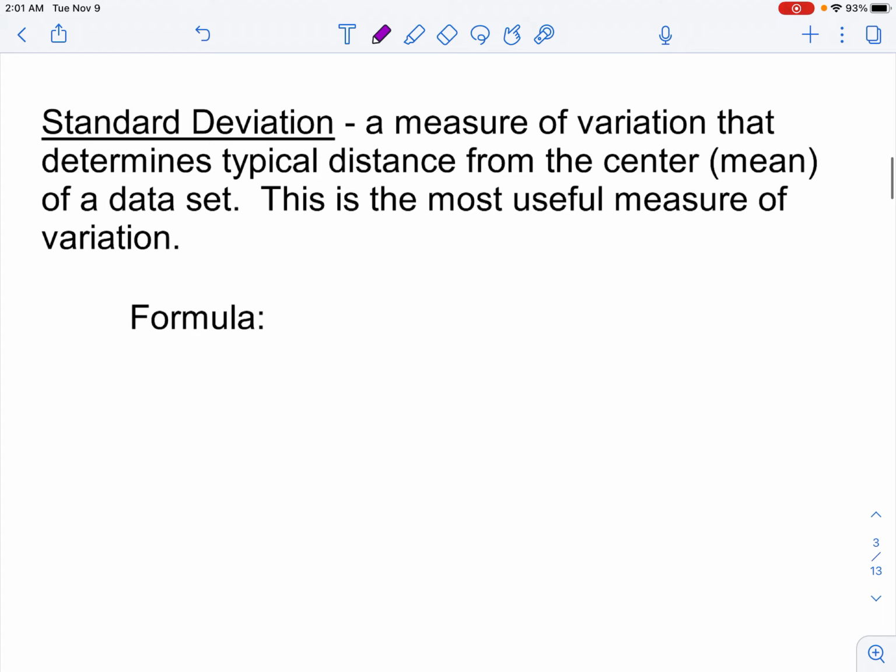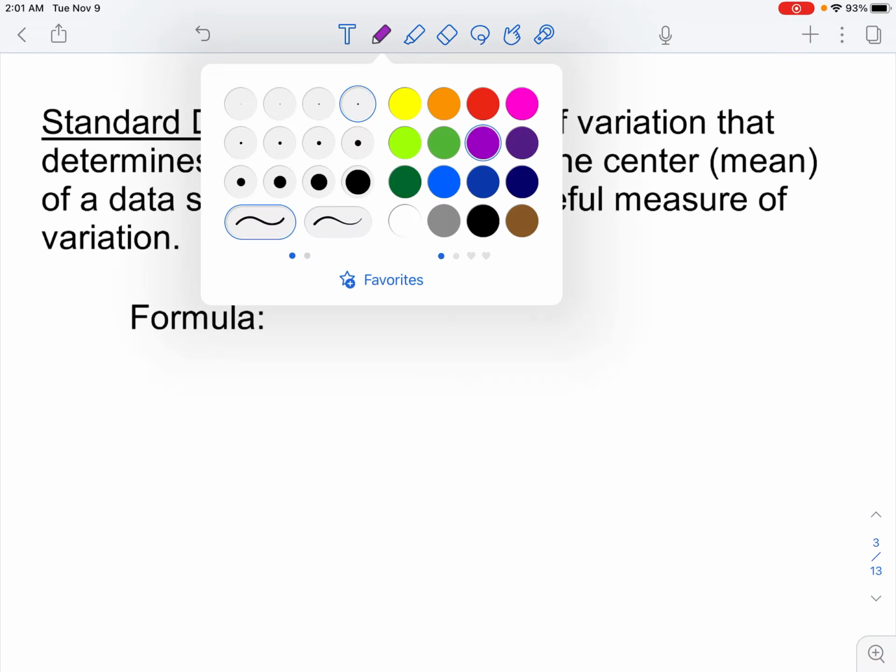Next up is what's called standard deviation, and this is the more powerful tool that we're going to have. All right, so standard deviation is a measure of variation that determines the typical distance from the center or the mean of a data set. This is the most useful measure of variation. So there's a formula for it.